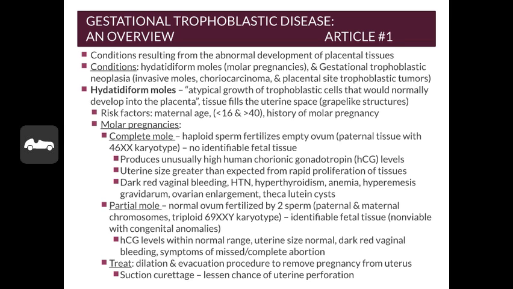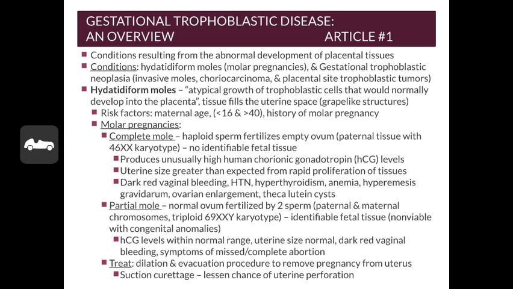Hydatidiform moles are atypical growths of trophoblastic cells that would normally develop into the placental tissue. This tissue fills the uterine space, creating grape-like structures. Risk factors for this condition include maternal age of less than 16 or over 40 and a history of molar pregnancies. Molar pregnancies have two types.